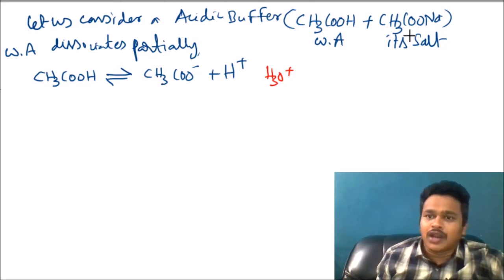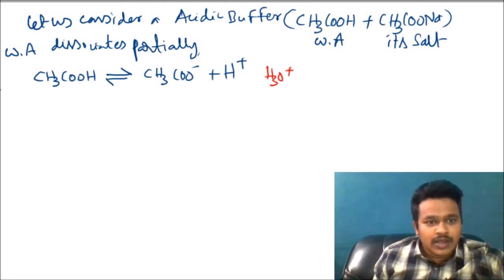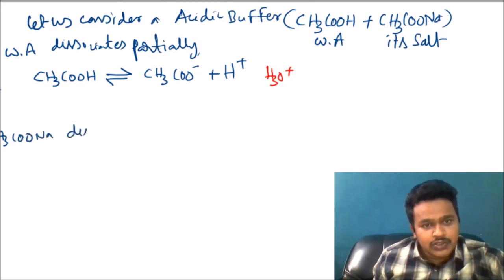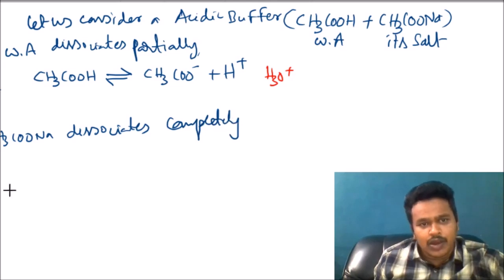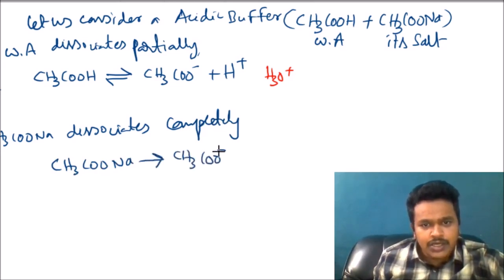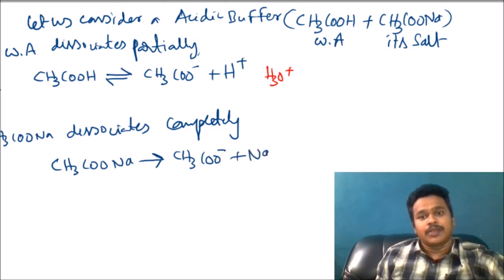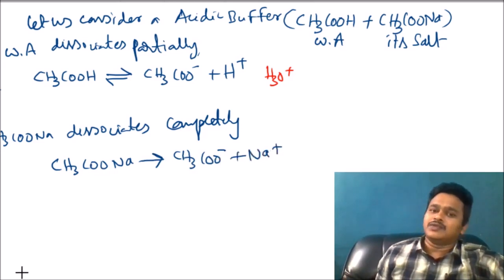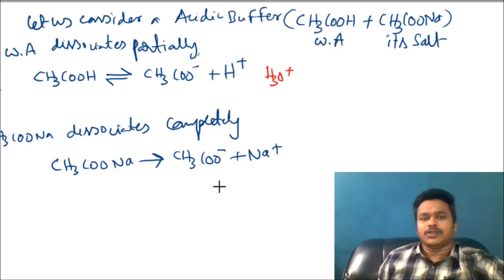Now take the salt, sodium acetate, CH3COONa. It dissociates completely because it is a salt. How do you write it? CH3COONa with a single arrow, because it is completely dissociated, gives CH3COO minus plus Na plus.